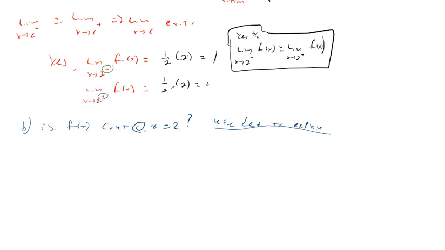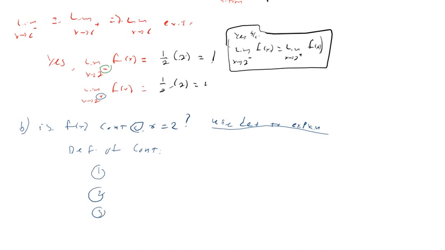Three things about the definition of continuity. Definition of continuity. Number 1, f of x exists. There has to be a point that is located in the spot.